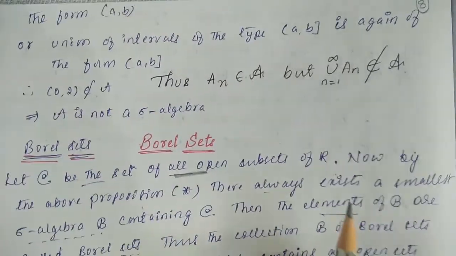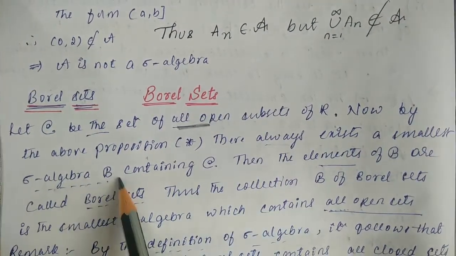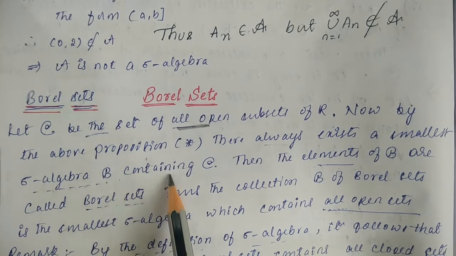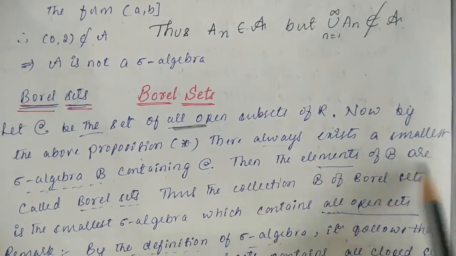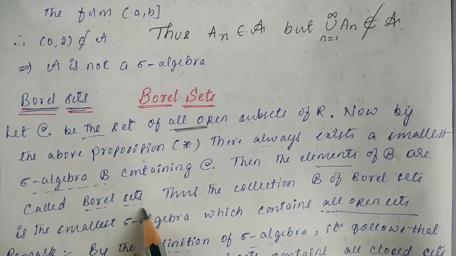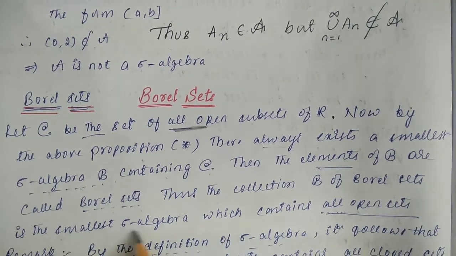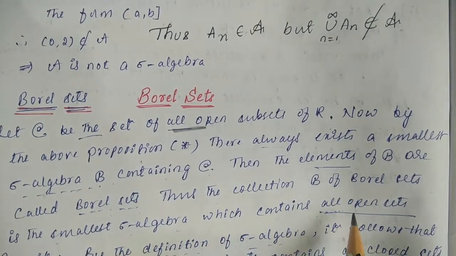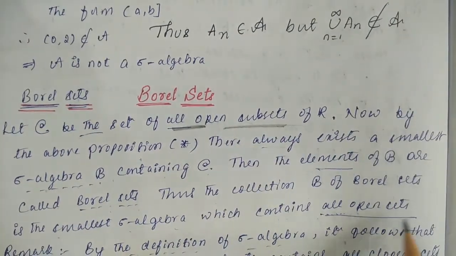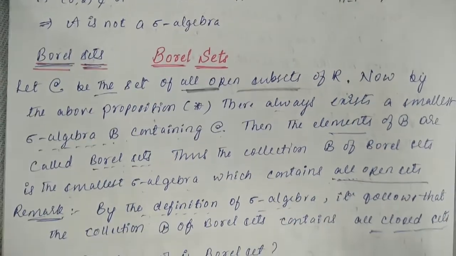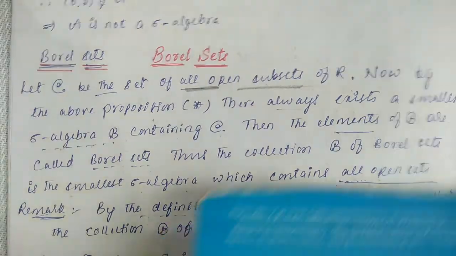So for this collection also, we get a smallest sigma algebra. There always exists a smallest sigma algebra, say cursive B, which contains C. Then the elements of B are called Borel sets. Thus the collection B of Borel sets is the smallest sigma algebra which contains C. C is a collection of all open subsets, therefore B contains all open sets. Is it clear?